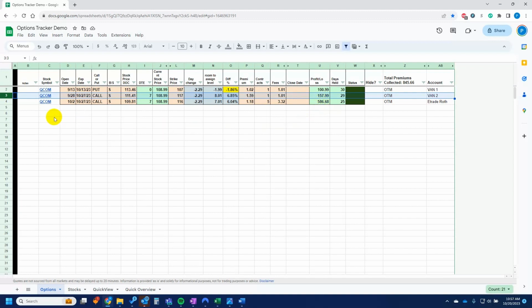The top one is a put, so I agreed to purchase 100 shares of Qualcomm for $107. For that, I received a premium of $1.02, my fees $1.01, and my cash I received was $100.99. Here, the current price is $108.99. This one actually expired out of the money, so days to expire was 0. So it is complete.